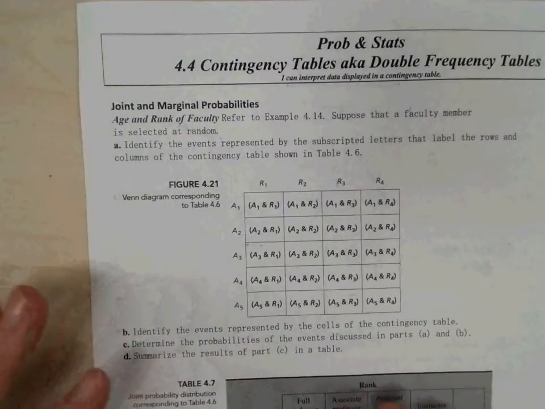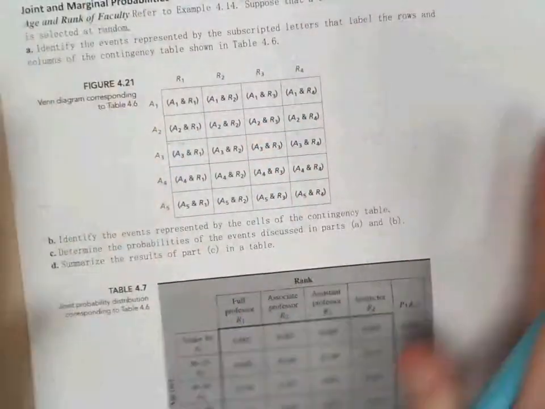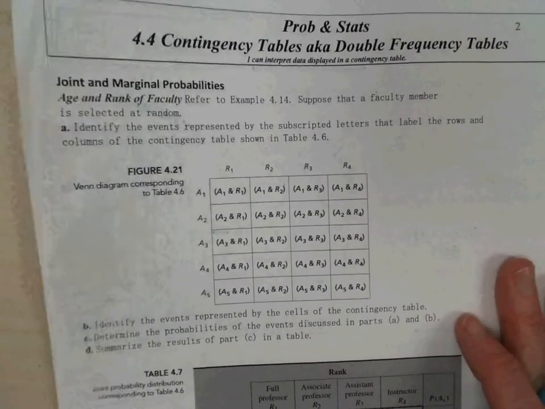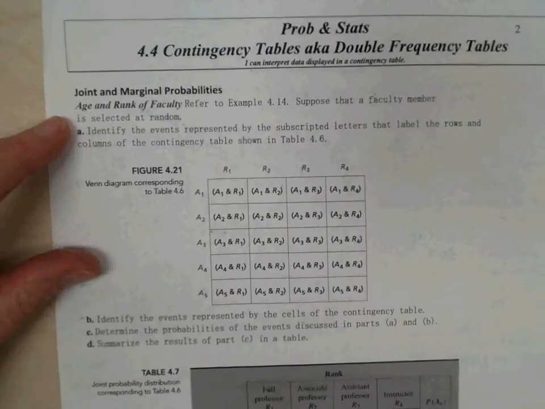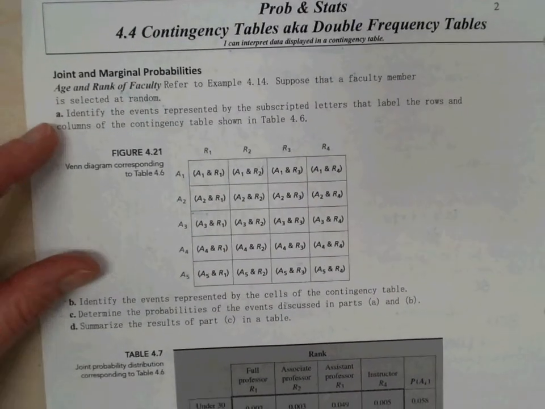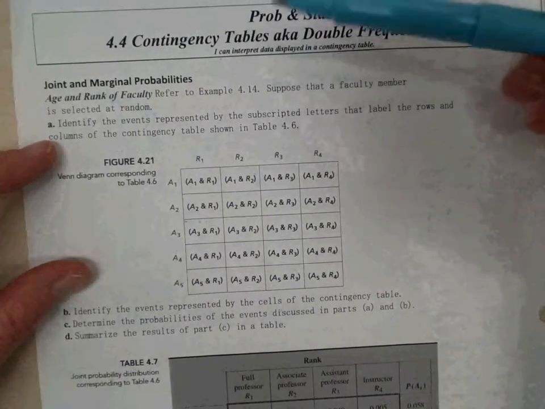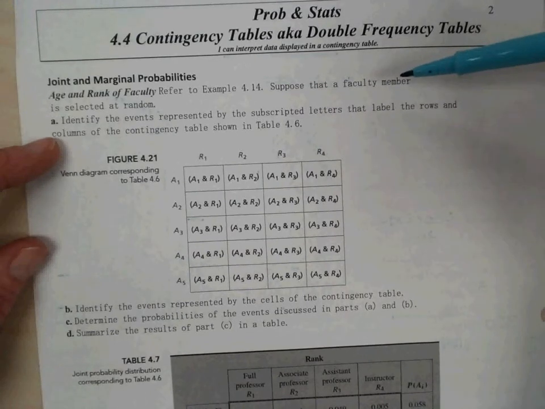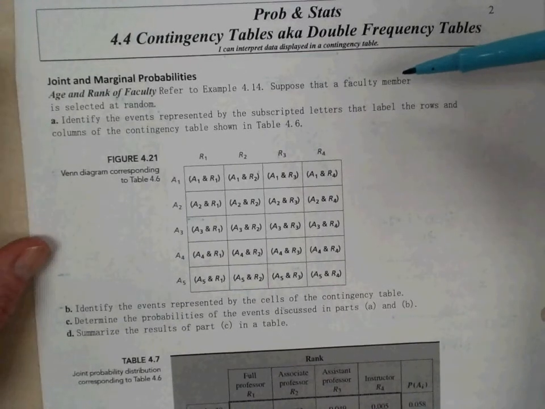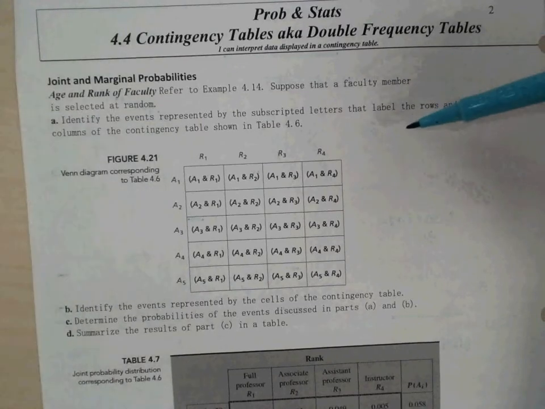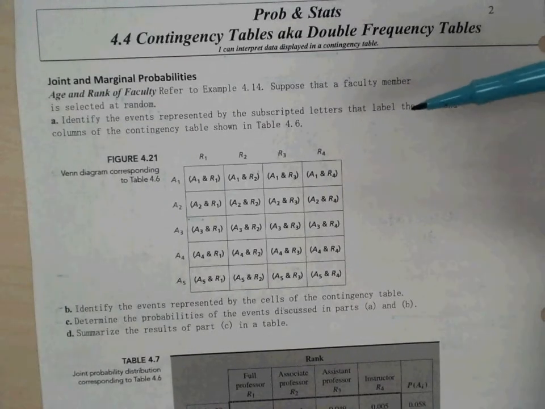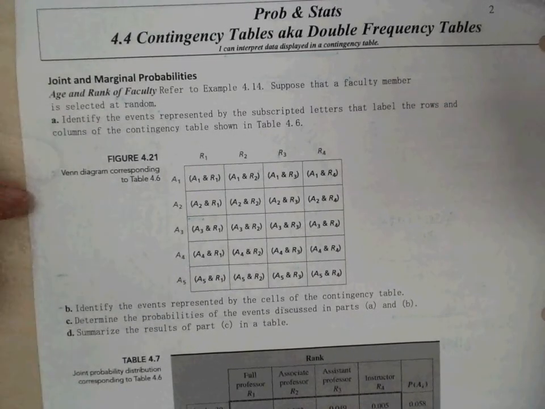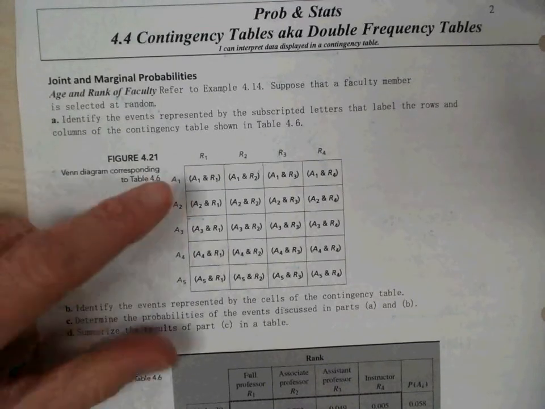Joint and marginal probability. So this is one last example. A lot of it's done for us, but just so we can see this in different forms. Read for us from the top, please, Mars. Age and rank of faculty. This is example 4.14. Suppose that a faculty member is selected at random. Identify the events represented by the subscripted letters that label the rows and columns of the contingency table shown in table 4.6. Okay, thank you.